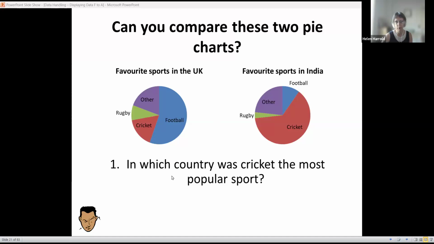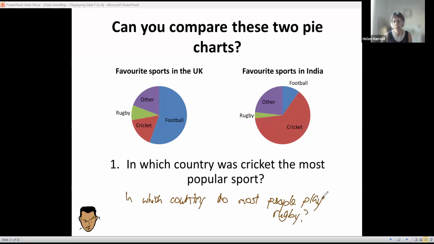So in which country was cricket the most popular sport? Then India. Right, so another popular question on this, which you might get: in which country do most people play rugby? So what would be the answer to that?